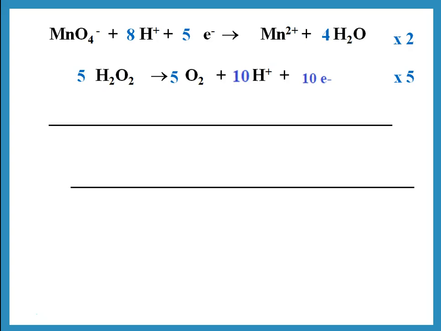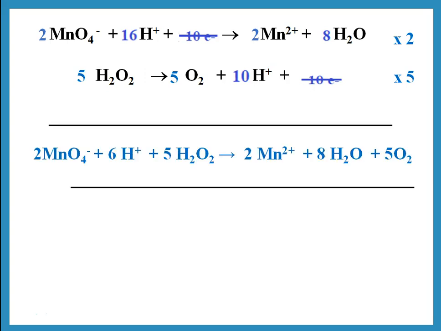And I multiply the first one with 2, so I end up with this. In that case, now I have the same number of electrons, so I can cancel them. And whatever is the same on both sides, I should subtract them. Okay, I have 2 MnO4 minus plus... now, how many H pluses? Before the arrow, I have 16 H pluses. After the arrow, I have 10. That means I have a total of 6 H pluses, plus the 5 H2O2. On the other end, I have 2 Mn2+, 8 water, 5 oxygens.